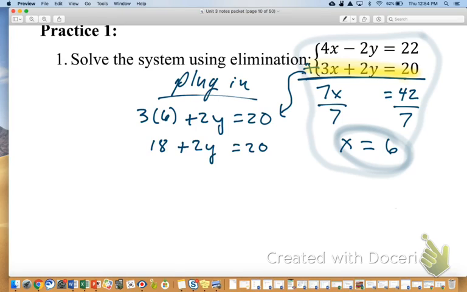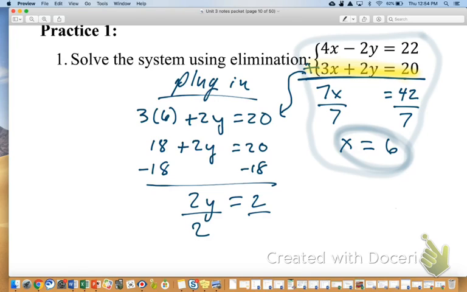Okay, now what would you do as far as the step? You were saying something, Ellie? Minus 18. Okay, minus 18. Bray, what would be your next step? Divide by 2. Perfect. So it would be y equals 1.